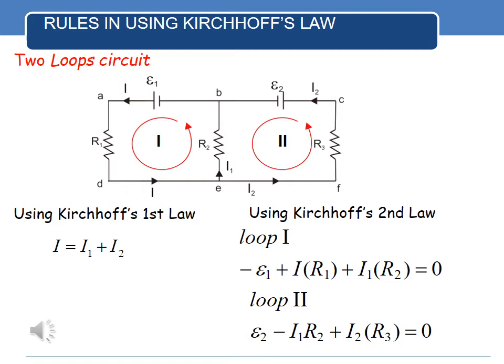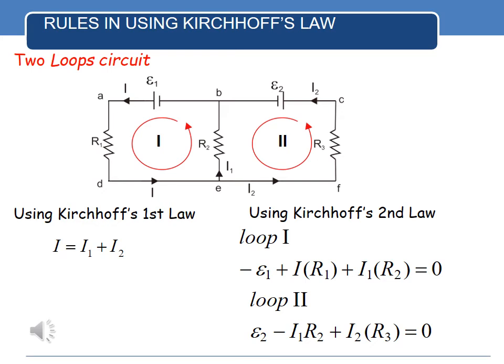Using Kirchhoff's second law for loop number 1, we've already defined the direction of the loop following the red arrow on the left side. The arrow hits the negative epsilon 1, so we have minus epsilon 1 plus I times R1 plus I1 R2. Since the direction of I1 is the same as the direction of the loop in loop 1, we have a positive I1 times R2. And this is equal to 0.